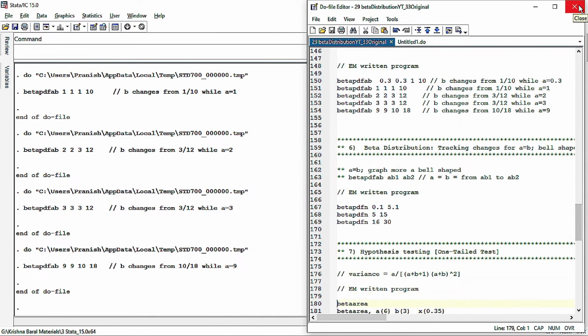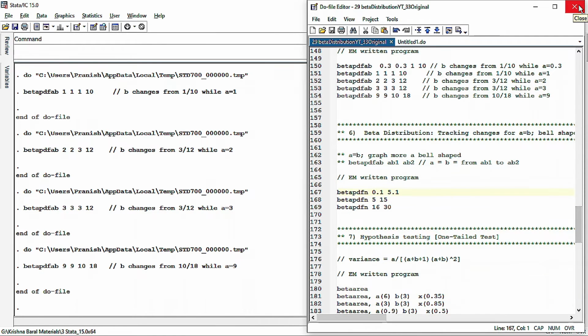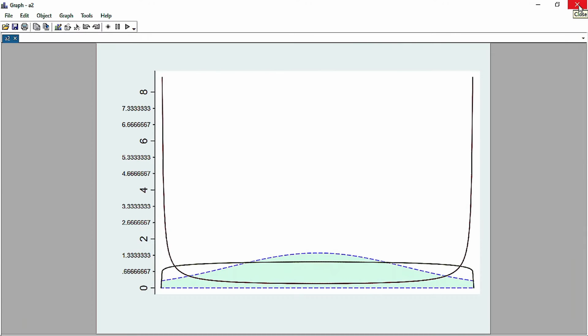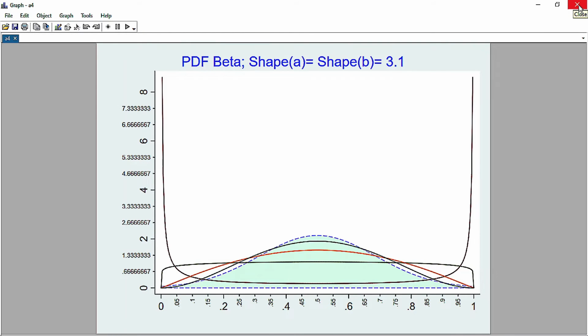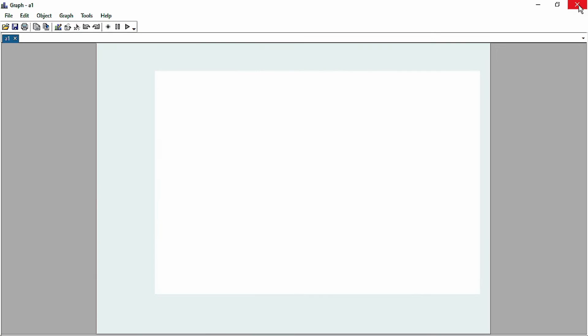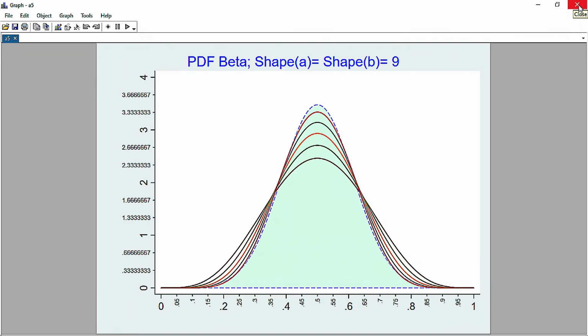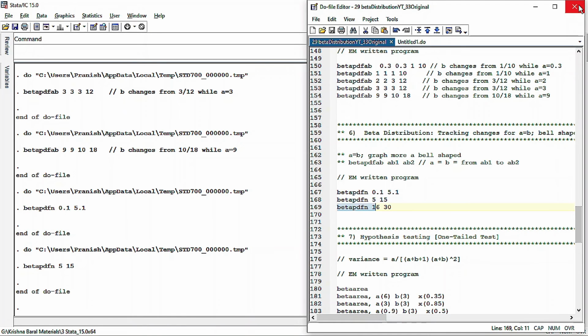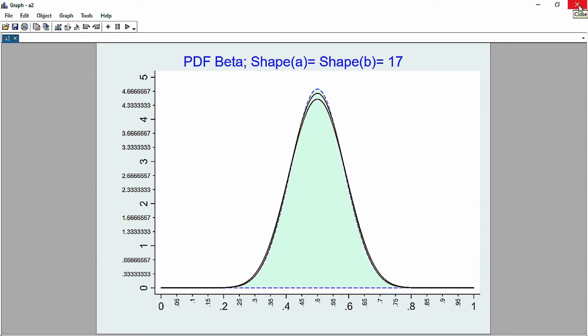Now let us see another simulation, and this time we're going to keep both the a and b parameters equal, and we want to show that when both parameters are equal, we get some sort of bell curve. Now let us increase the value of a and b from 5 to 15, and both of them will be equal. So for the higher equal value of a and b, we get more of a bell-shaped curve.